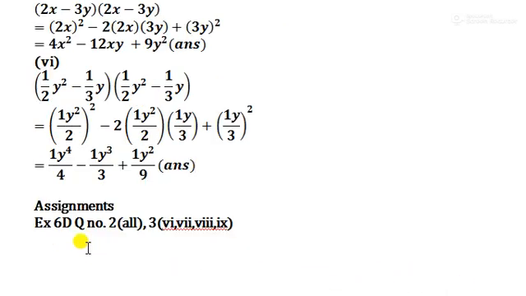And this becomes your assignment. Exercise 6D, question number 2, all you are going to do, and then from question number 3, actually we did up to question number 5 because that was pertaining to the formula a plus b whole square. So today you are going to complete the problems with a minus b whole square. So you have got 6, 7, 8 and 9, and this completes our lesson for today.